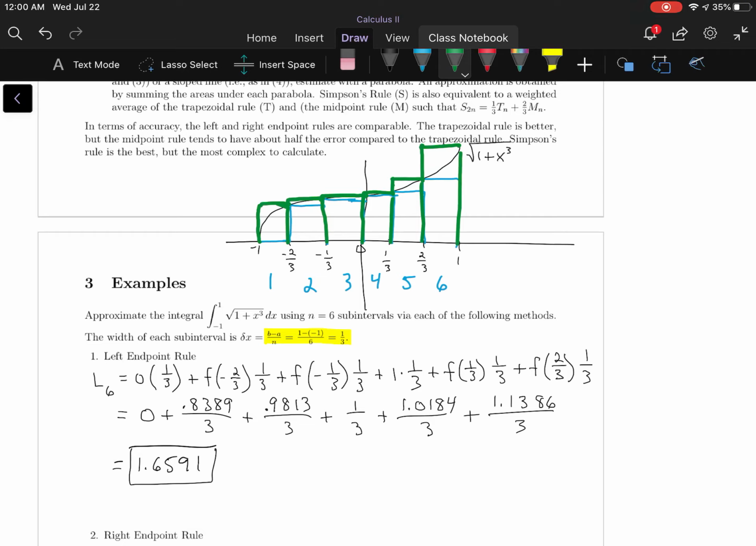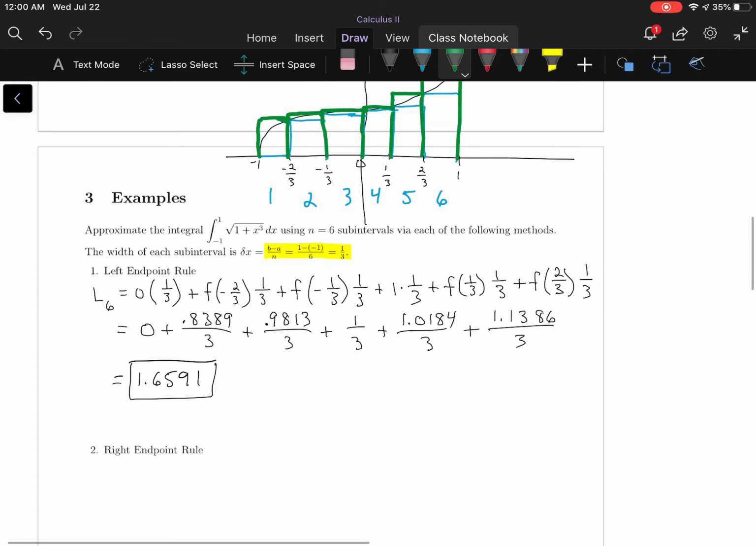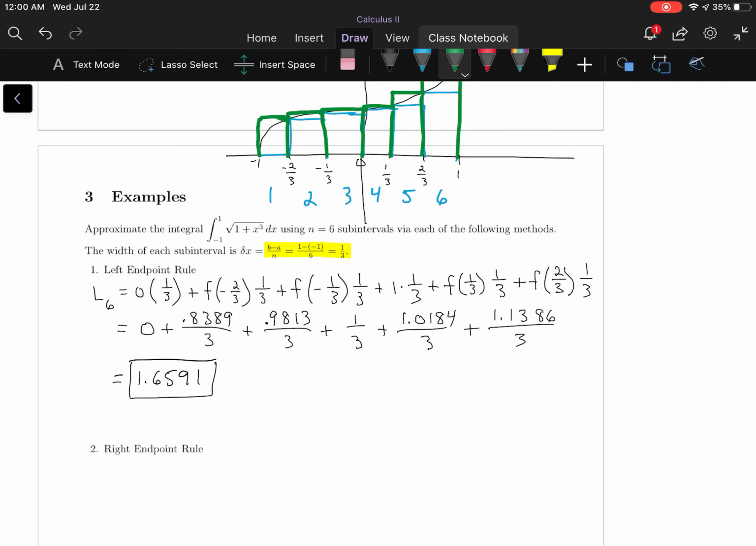So the answer that we get here is actually going to be an over approximation of the truth. So again, the visual is helpful in understanding how your approximation is going to compare to the true answer. But let's go ahead and figure out what the approximation is. Obviously, it's going to be bigger than the left endpoint approximation for this particular example. So this is a right endpoint approximation based on 6 subintervals.